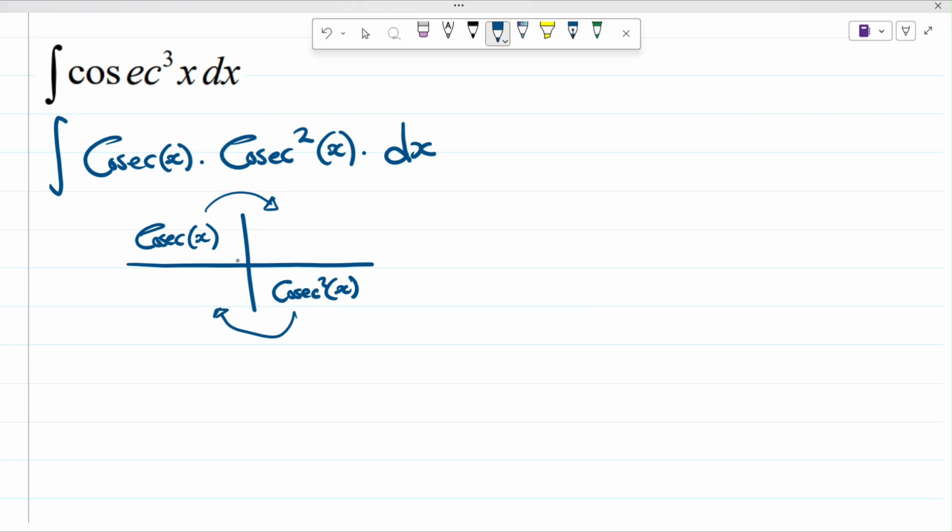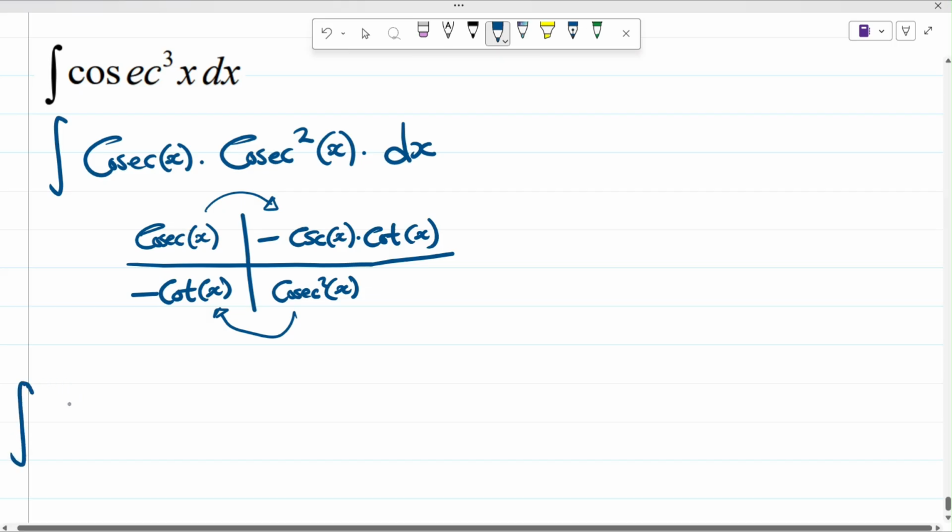So let's differentiate cosec of x. What do we get? When we differentiate cosec of x, we get negative cosec of x multiplied by cot of x, like that. And then when we integrate our cosec squared, we get what? We get negative cot, right? So this is going to be negative cot of x dx. Then a negative cot of x, just like that.